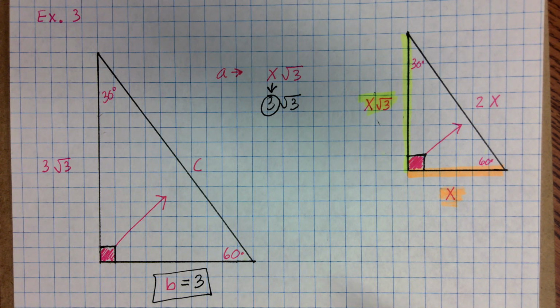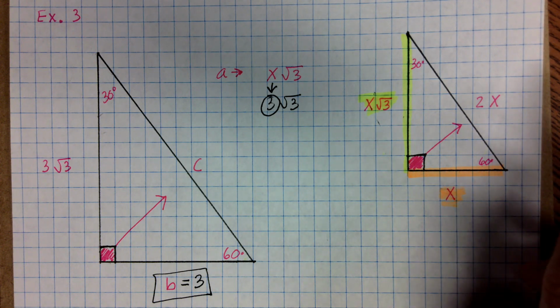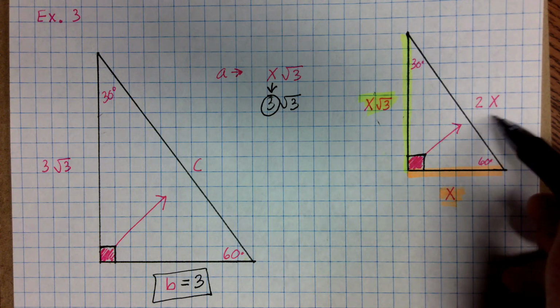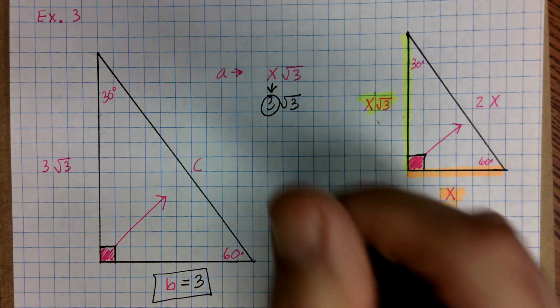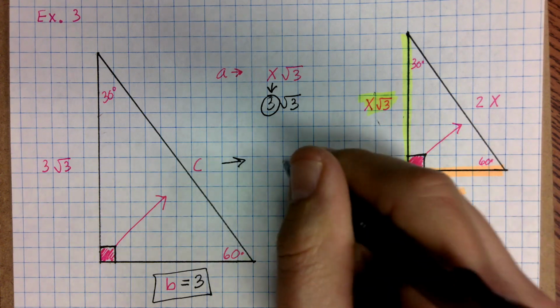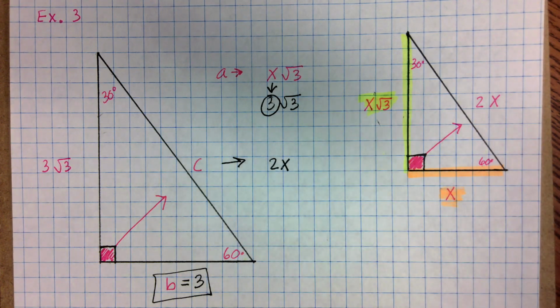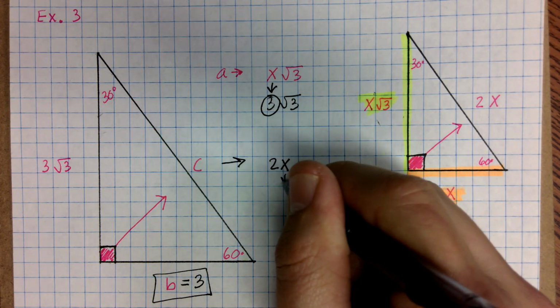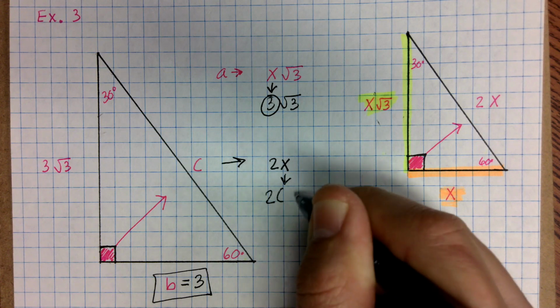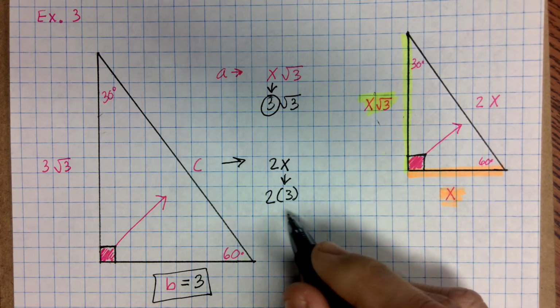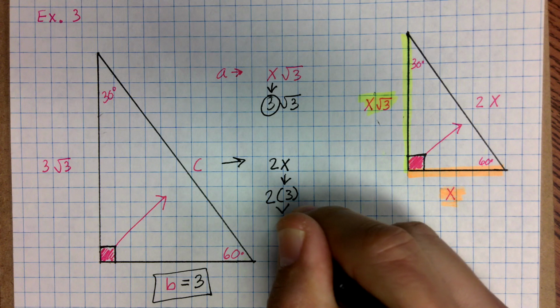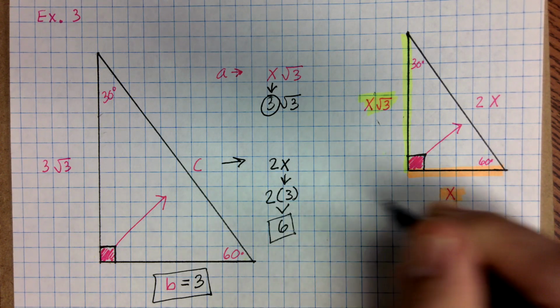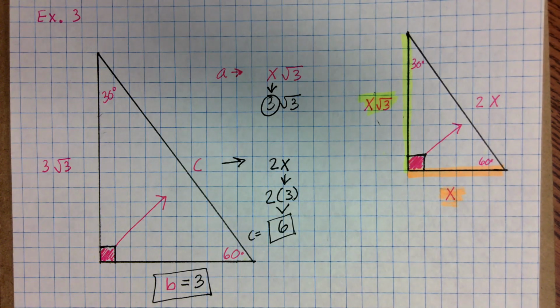And now that I know that b is just equal to 3, I'm going to take this 2x that we see here for our hypotenuse. So for c, I'm going to write 2x. And we know that b is equal to 3, so now we can replace that x with parentheses and put a 3 in there. And then 2 times 3 simply gives me 6. And that's my c value. So c is equal to 6 and b is equal to 3. That's all there is to it.